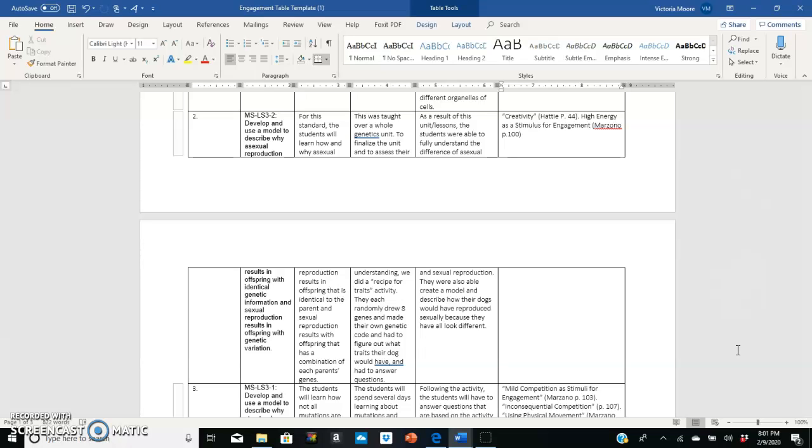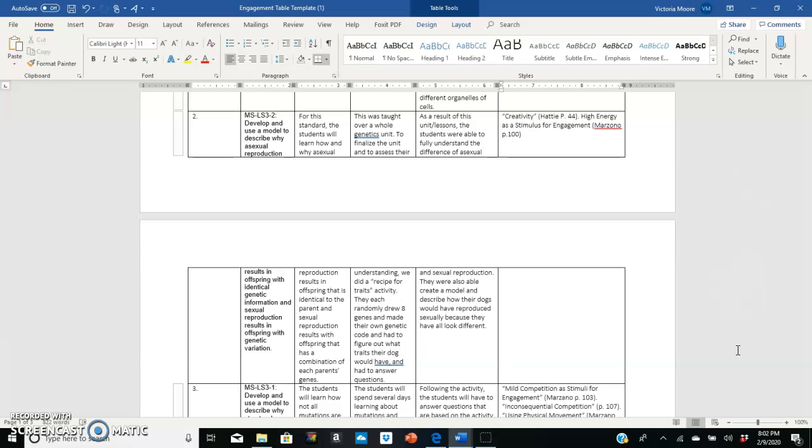They created the model, they created the genetic code, they drew their dog to show the traits it would have had, and were able to make the connection that dogs reproduce sexually because of the genetic variation they had compared to other students in their class and in their grade. I have 125 students, and none of them looked identical or had the exact same genetic code. And it was only 8 genes, so that blew their minds because we have so many more genes than 8. And so they were able to really grasp that.